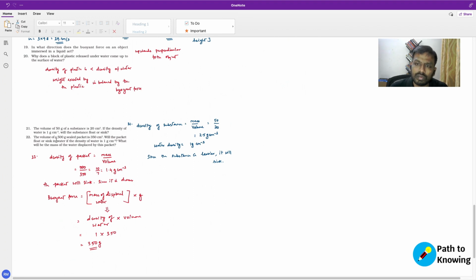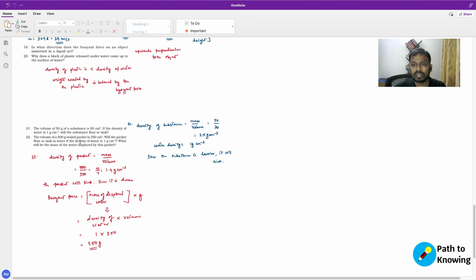Last question. The volume of a 500 gram sealed packet is 350 centimeter cube. Will the packet float or sink in water if the density of the water is 1 gram per centimeter cube? What will be the mass of the water displaced by the packet? So the first question is, will the packet float or sink?